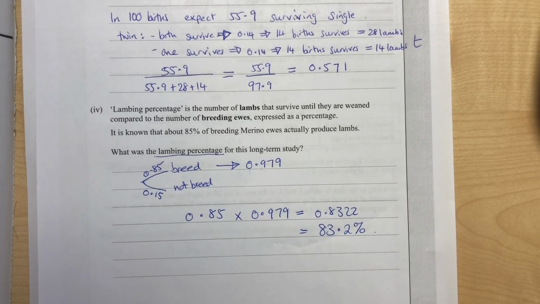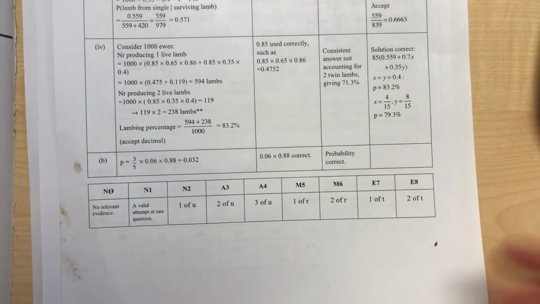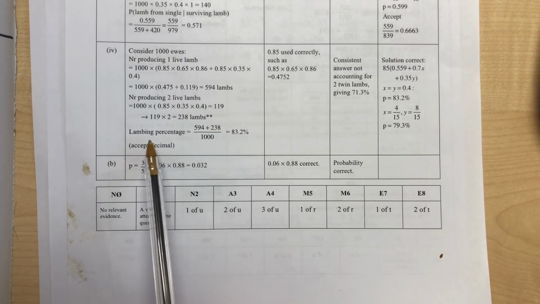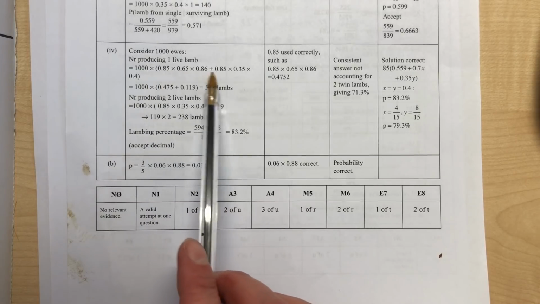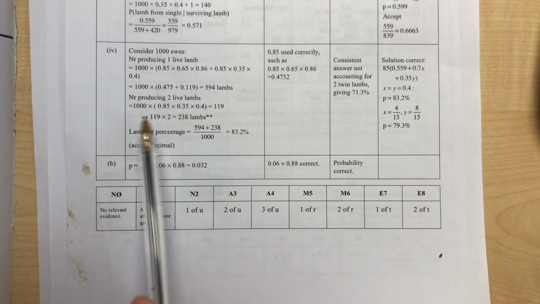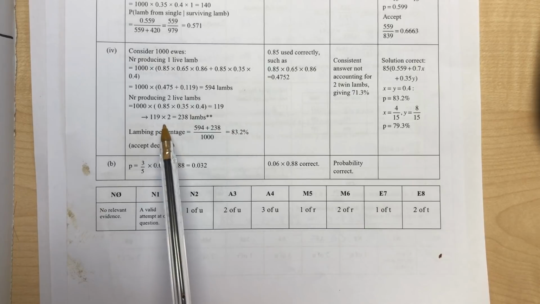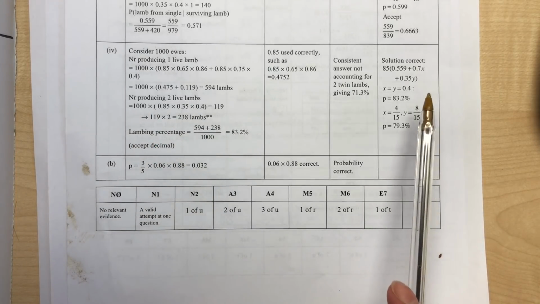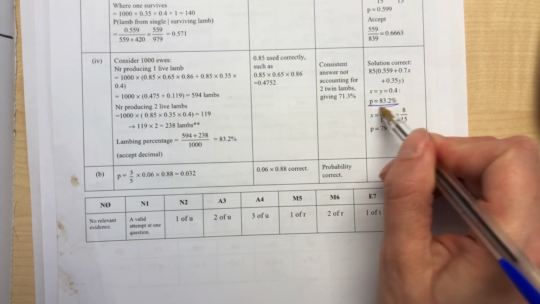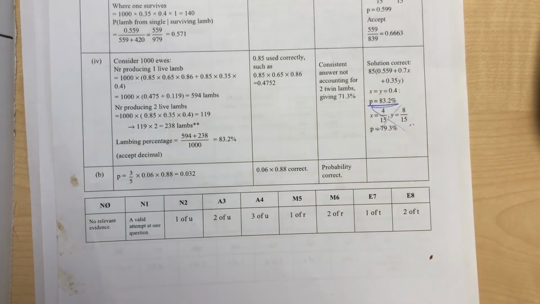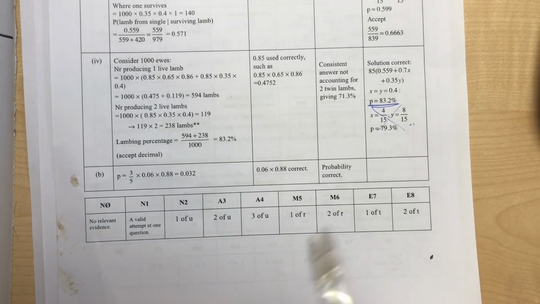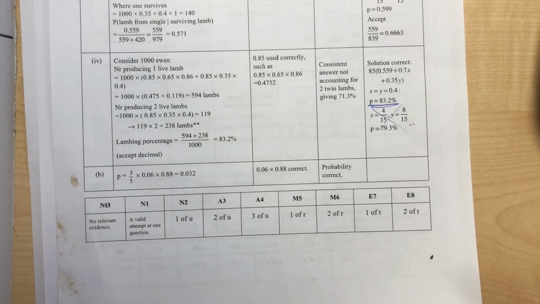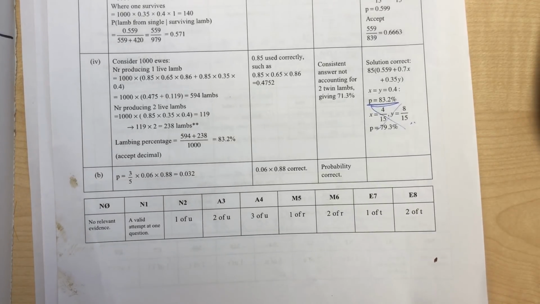Now take a look at the mark scheme, and you can see they haven't drawn it out as a tree diagram, but they've done the same thing here. They've actually gone through working out the number of live lambs again. I didn't go through that again because I'd already worked it out in the previous question. Express it as a percentage, and that gets you your excellence mark again over here. Again, ignore that bit. That was from misunderstandings of the question that they allowed for. And if you work partway through that, you can get your achieved and merit answers, but the excellence was getting to the 83.2%.